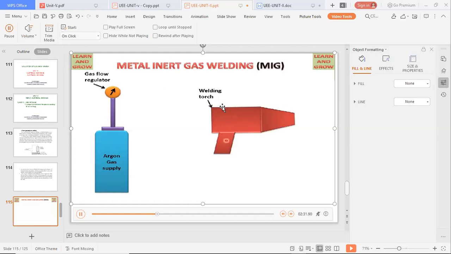Welding torch. This is a guide or contact tube that is used here.